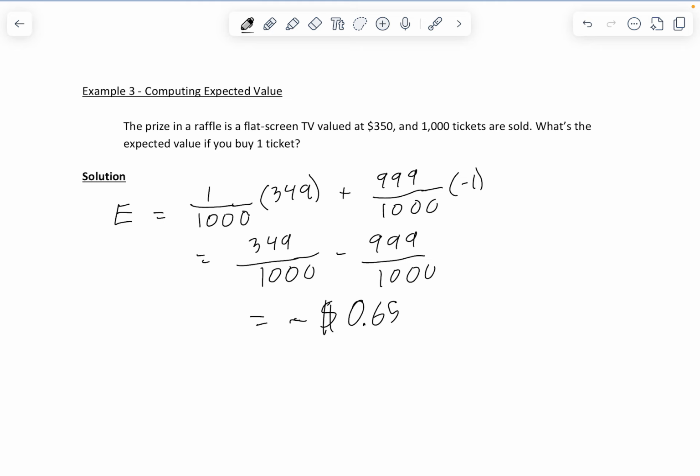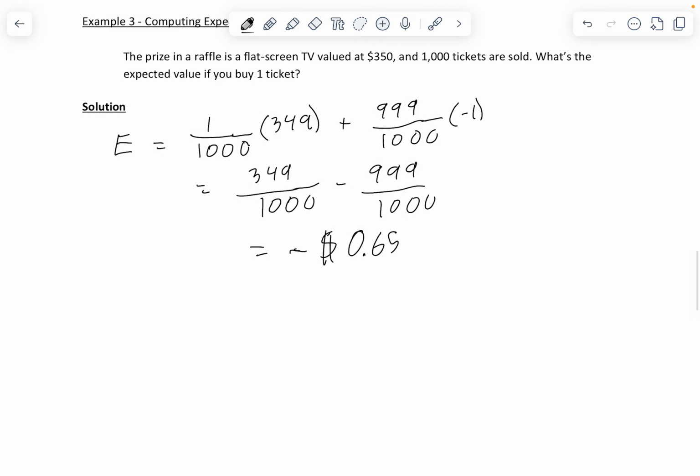So you do not expect to come out ahead if you participate in this game. You might get lucky and buy that one winning ticket, but if you participate in this game many times, over the long run, you would expect to lose 65 cents every time you play this game, every time you buy a raffle ticket. That's your long-term expected result.